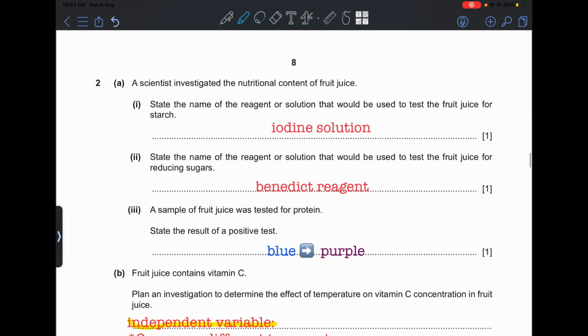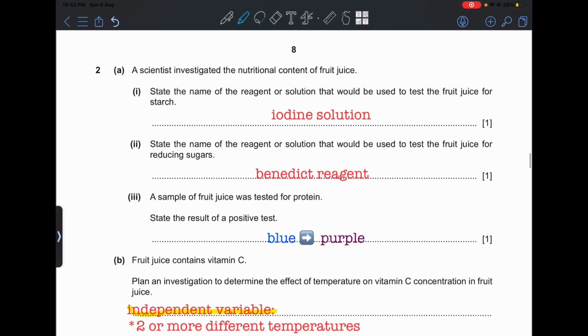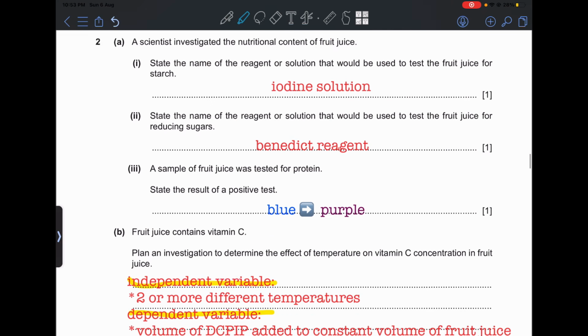State the name of the reagent or solution that would be used to test the fruit juice for starch. Of course, this is the iodine solution. And part two: state the name of the reagent or solution that would be used to test the fruit juice for reducing sugars. This is the Benedict's reagent.